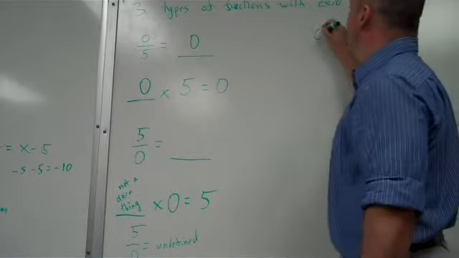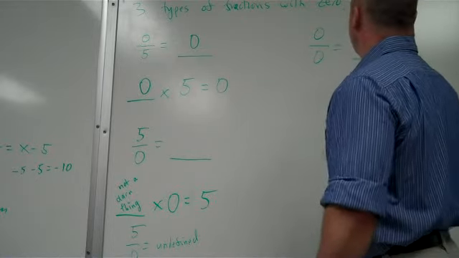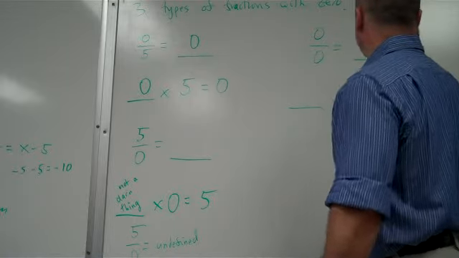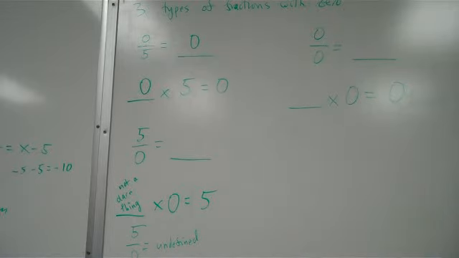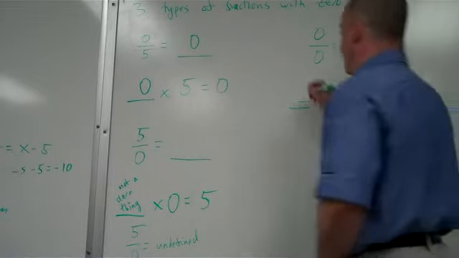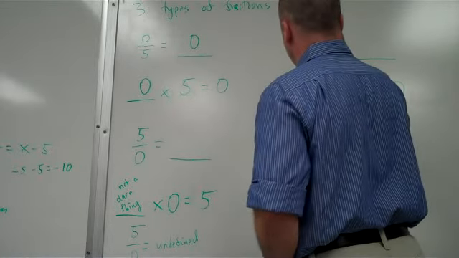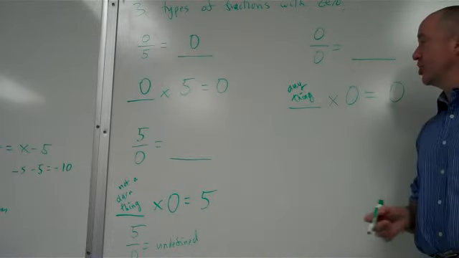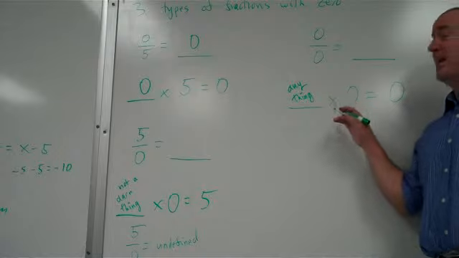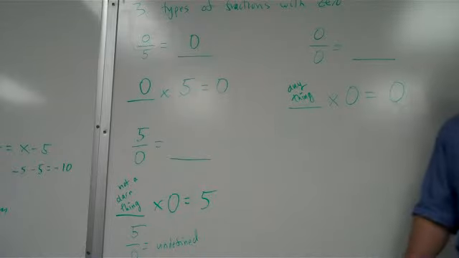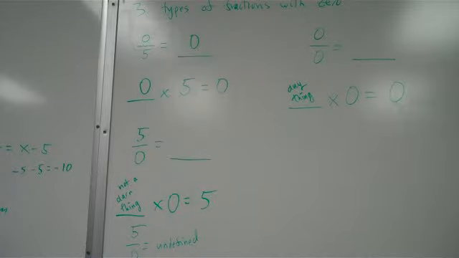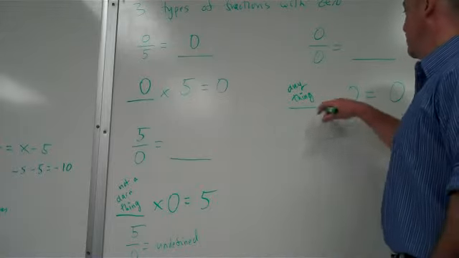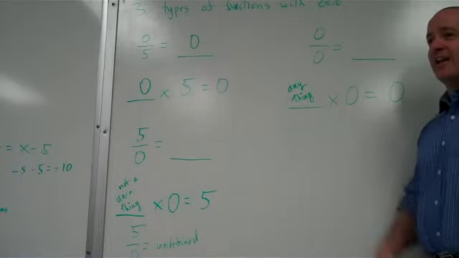Here's the other situation. 0 over 0 equals blank is a restatement of blank times 0 equals 0. What makes that statement true? Anything. Indeterminate. We can't determine any one thing that will have that property, if you like having it phrased poetically instead of mathematically. Anything could make this true, but we can't graph any old thing.